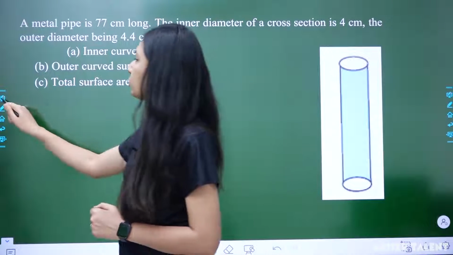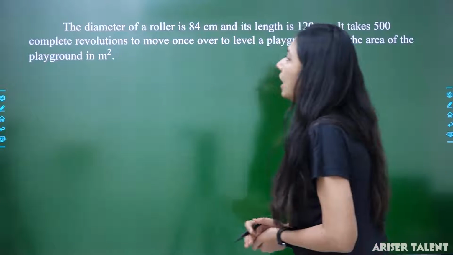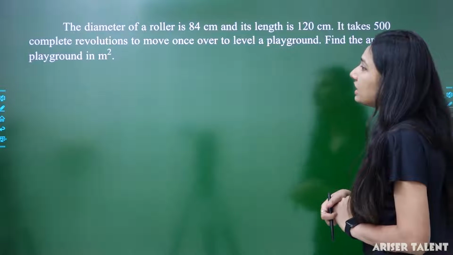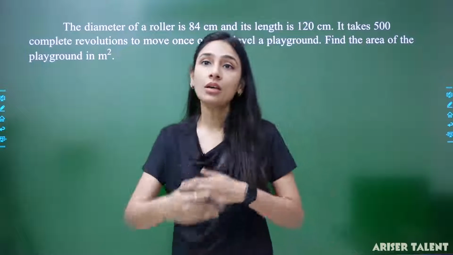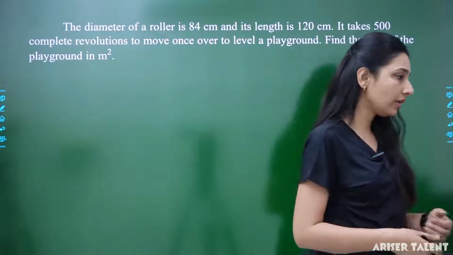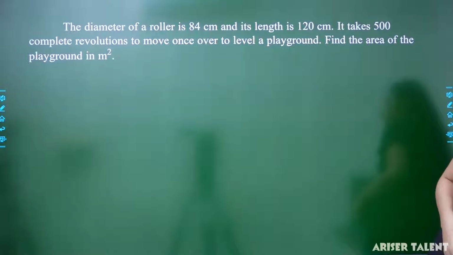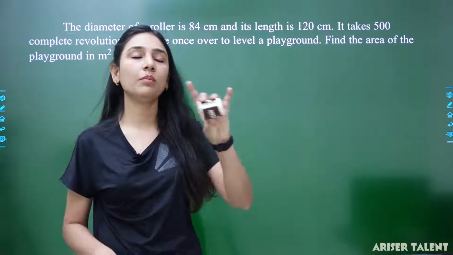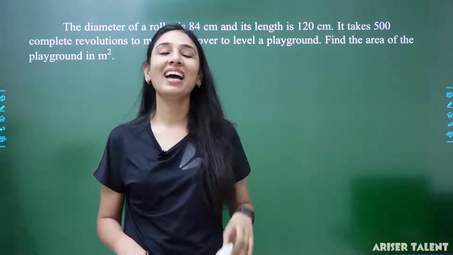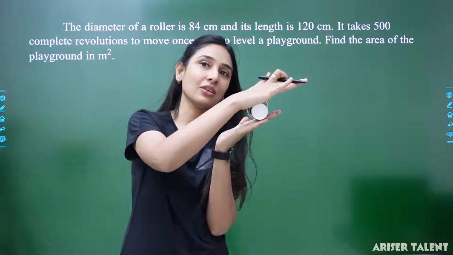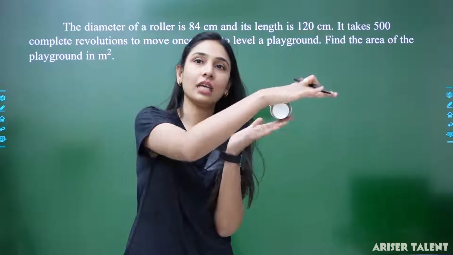Let's move to the next question of ours, which is: the diameter of a roller is 84 centimeter and its length is 120 meter. We're talking about a roller here. What does a roller do? It rotates, it rolls, right? I am having a cup here, so maybe you can assume this Nescafe cup as a roller. If it's a roller, it will roll like this.